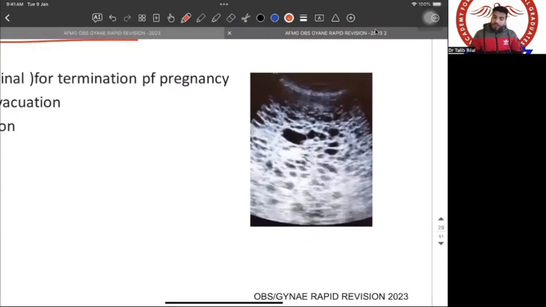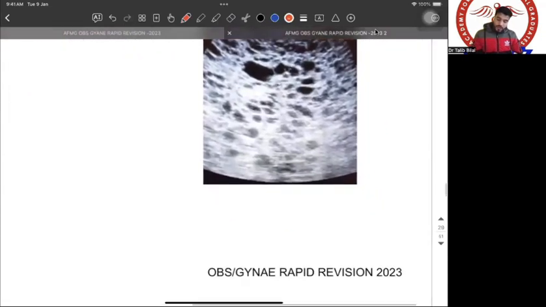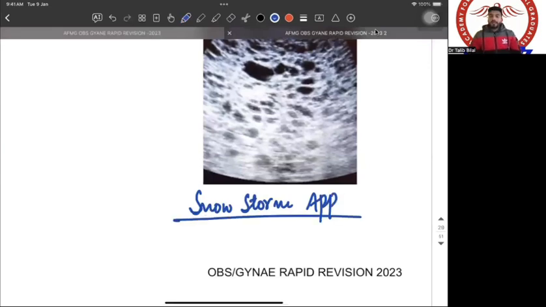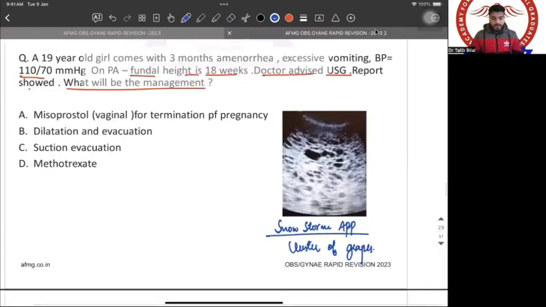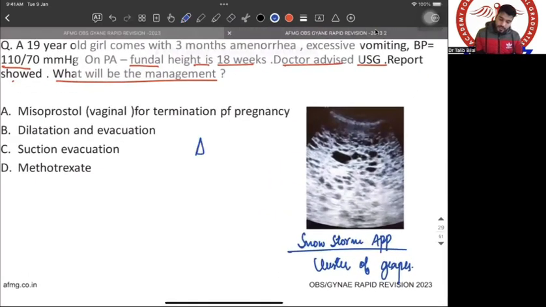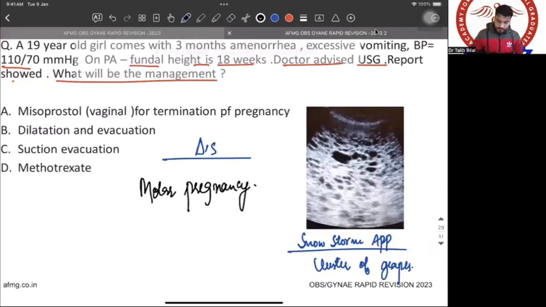So, guys, this is again the PYQ. This appearance on the USG is called snowstorm appearance. Or another name is cluster of grapes appearance. And this type of appearance is seen in, what is the diagnosis, guys? Your diagnosis will be molar pregnancy.